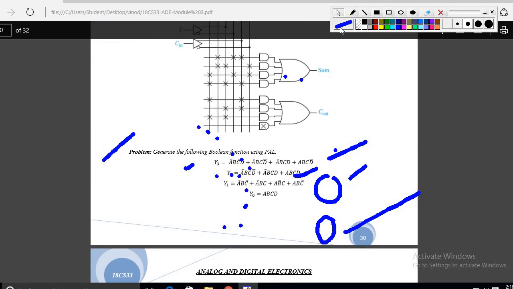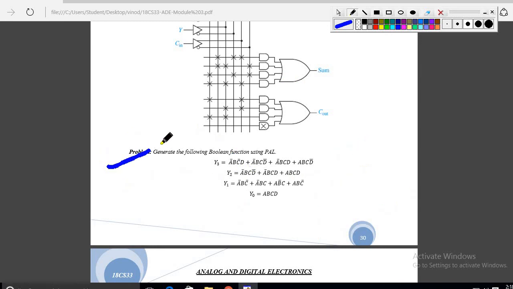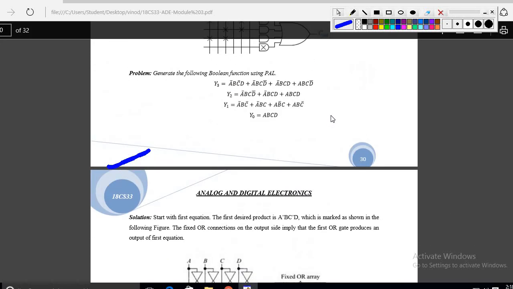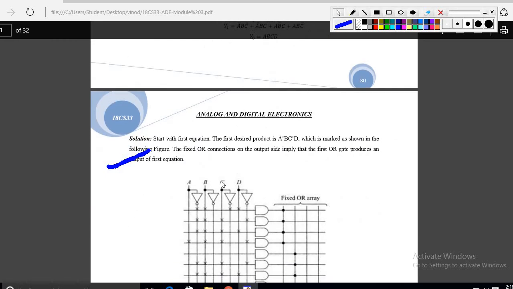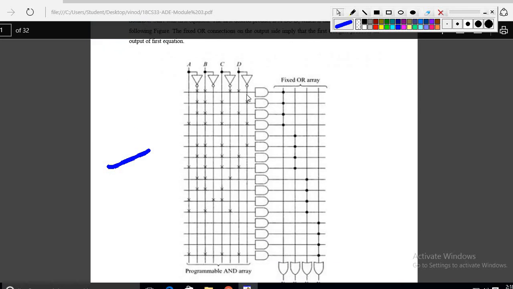So the last problem in this particular module: generate the following Boolean expression using PAL. For this expression you have to use the PAL. In the earlier problem we did it, so follow the same way. This has a bar, b bar, c bar, so 4 inputs are there. For that reason I am writing a, b, c, d like this. Okay, so I have written a, b, c, d.